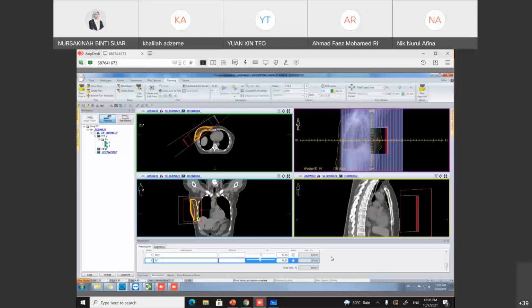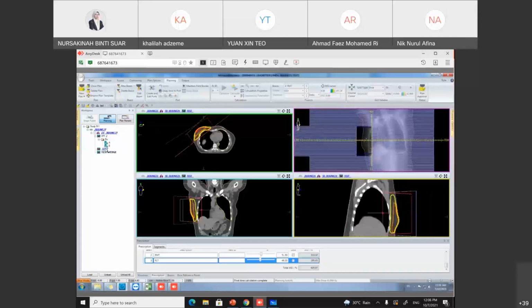So now I'm going to show you another planning technique, which we call field in field technique. We actually don't use the wedge technique. In my center, we seldom use the wedge technique because, as you know, the higher the monitor unit, the higher the treatment time will be. So in my center, we try to reduce the usage of the wedge. You can also save time because the collimator no need to turn here and there, and the MLC no need to move here and there.